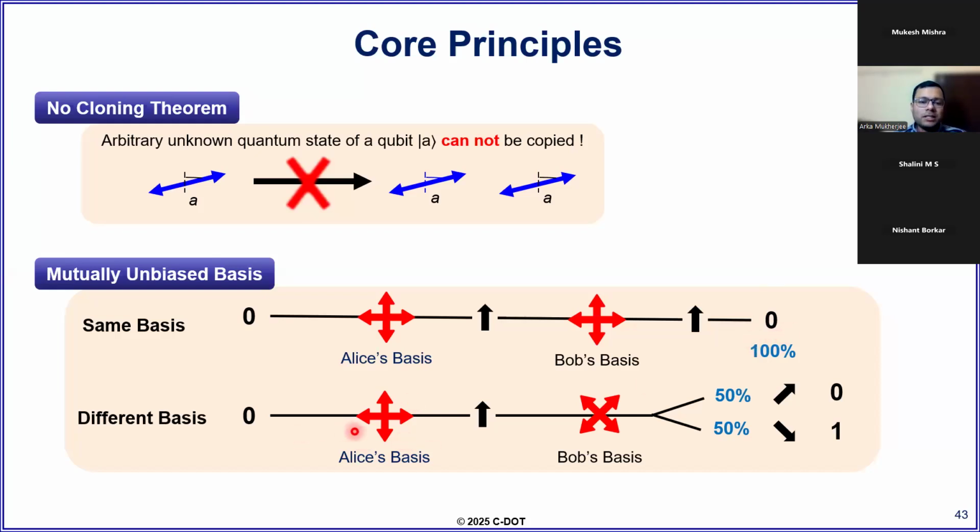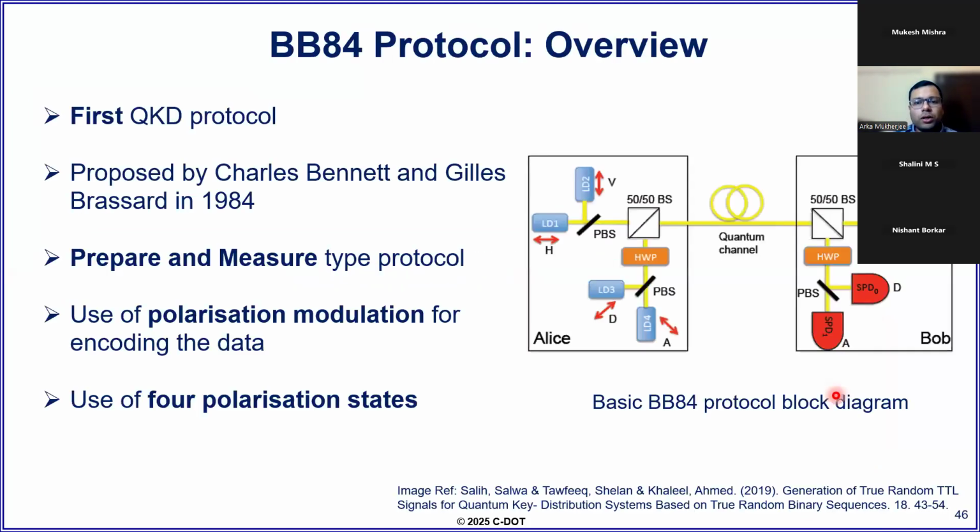Now if Alice prepares a vertically polarized light using a rectilinear basis, but Bob measures using a diagonal basis, then we cannot say what the actual state sent by Alice was. There is a 50-50 chance of getting either a diagonal or anti-diagonal result. So if we make a decision, that will be wrong. Based on this principle, the BB84 protocol for QKD is designed.